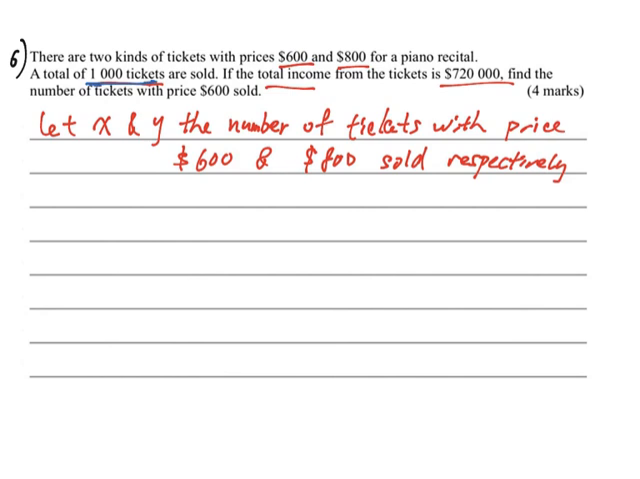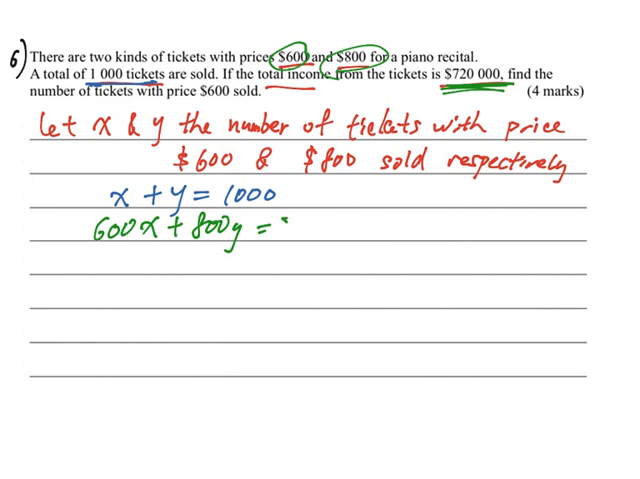Now we know this show has 1,000 tickets, so that means the 600 tickets and 800 tickets total is 1,000, the total number. And then the total income is this amount. So for each 600, we'll times x, and then 800 we times y, equal to 72,000.